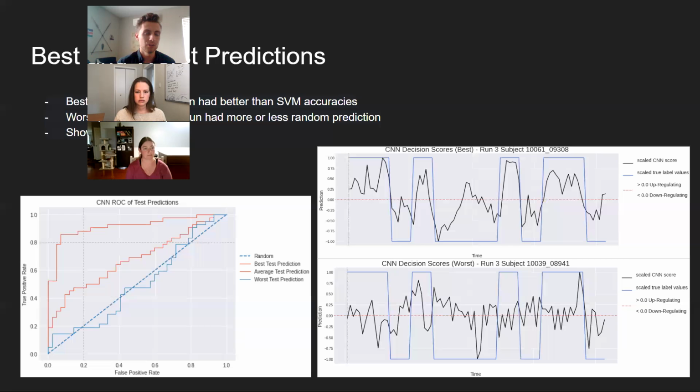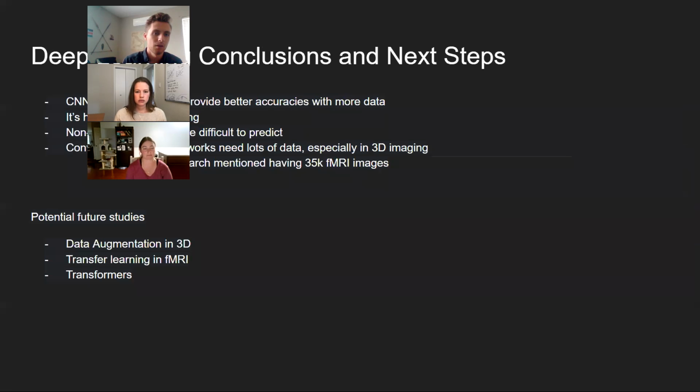So to take another look at it, we pulled out the best and the worst predictions, similar to what Mary did in the single subject. And you can see the ROC curve of the worst prediction is about as good as random, and the best prediction is actually quite good. And on the right, the worst prediction looks just like noise, and the best prediction, the model is able to pretty well pick up the subject's ability to up and down regulate.